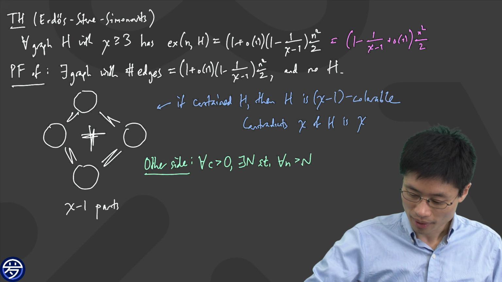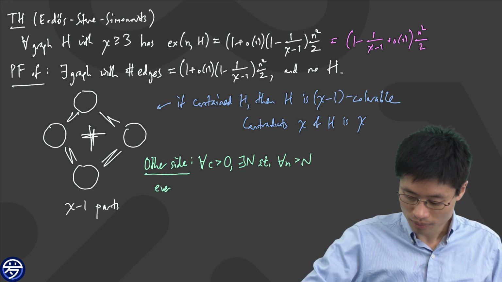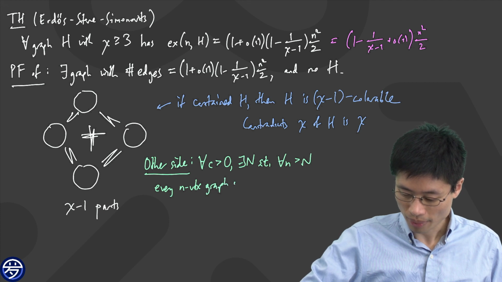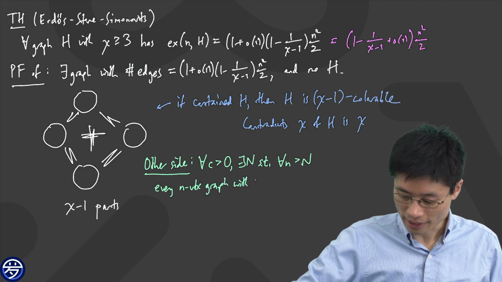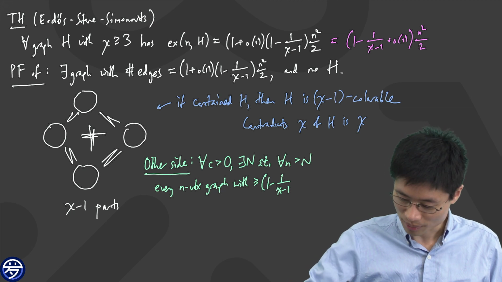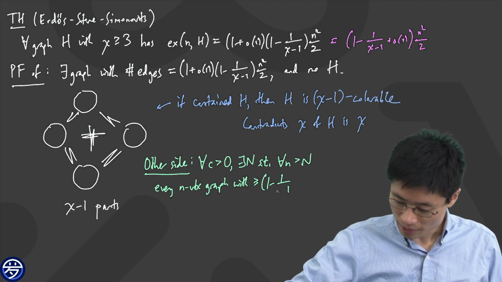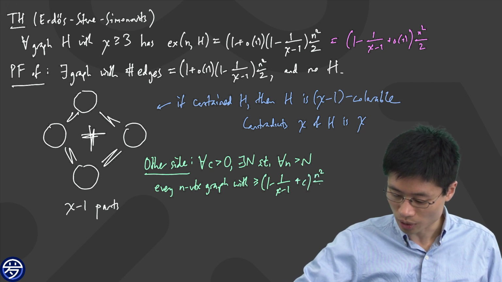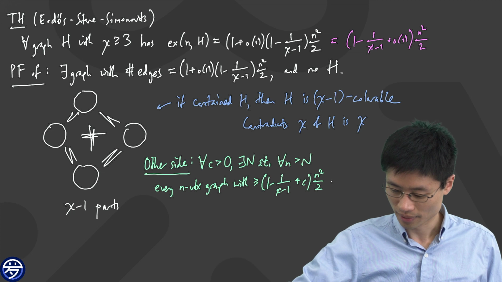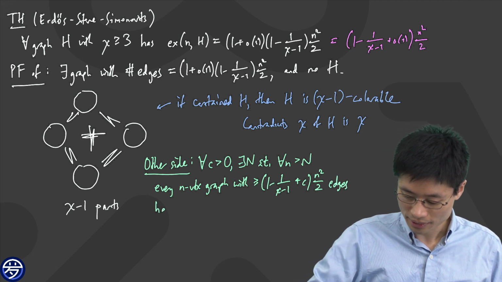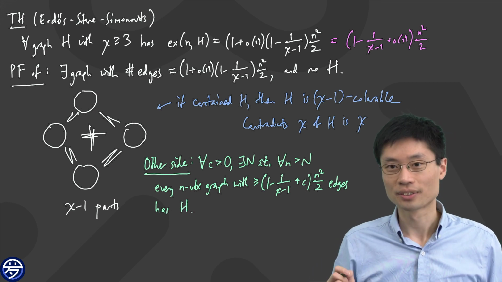If I have this, I'll write every n vertex graph with at least, we'll write 1 minus 1 over chi minus 1. That's a chi, not an x. Let me write it more nicely. Chi minus 1 plus c times n squared over 2 edges, sorry, has a copy of H.